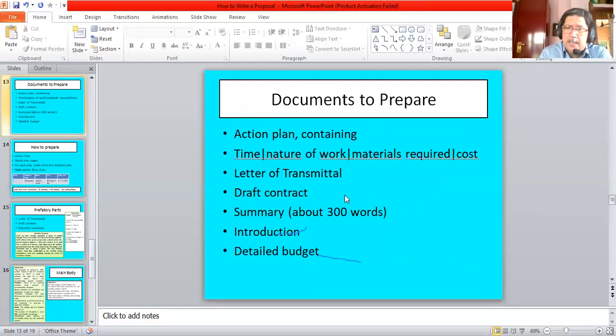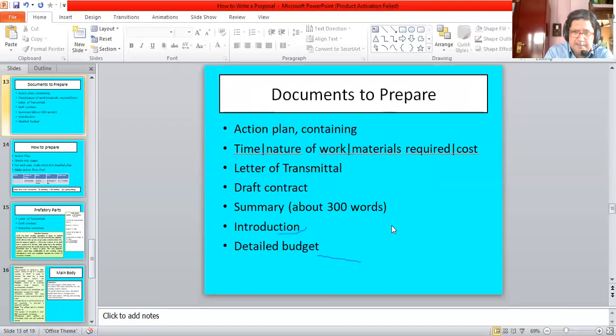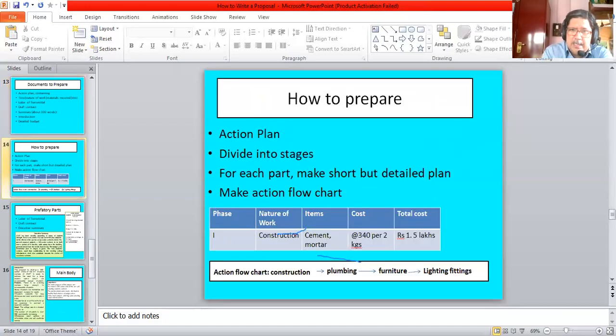Now, the documents to prepare, that is the proposal itself. We need to have the action plan, obviously, containing the time, the nature of the work, the materials that will be required, the cost, and of course, we would need other documents like the letter of transmittal, the draft contract, the summary, the introduction, the detailed budget. Let us see the samples of these to get a better idea. Now, the action planning. We have said that there has to be a viable action plan in order for the project to be realizable.